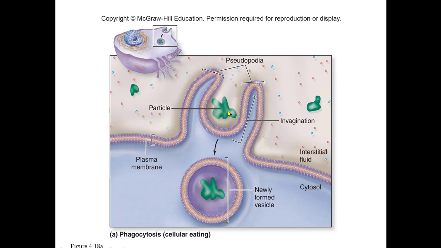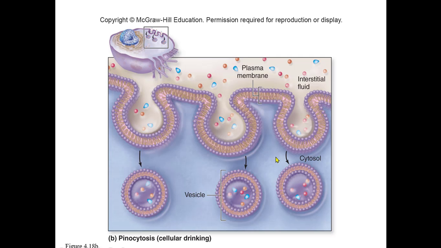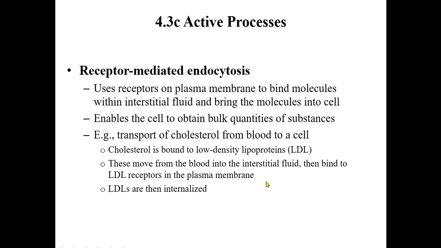Here's another version of it. So this thing is going to be eaten up. Okay. So that's phagocytosis. Then we have pinocytosis for taking in small packets of fluid and materials. Then we have receptor-mediated endocytosis. The key example that people give for receptor-mediated endocytosis is cholesterol and LDL.